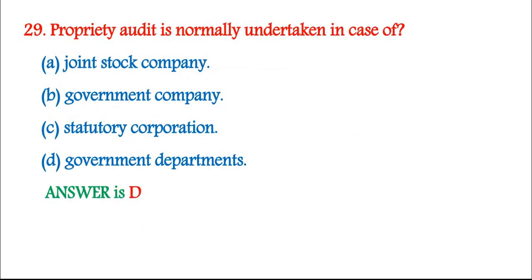29. Propriety audit is normally undertaken in case of: A. Joint stock company. B. Government company. C. Statutory corporation. D. Government departments. Answer is D.